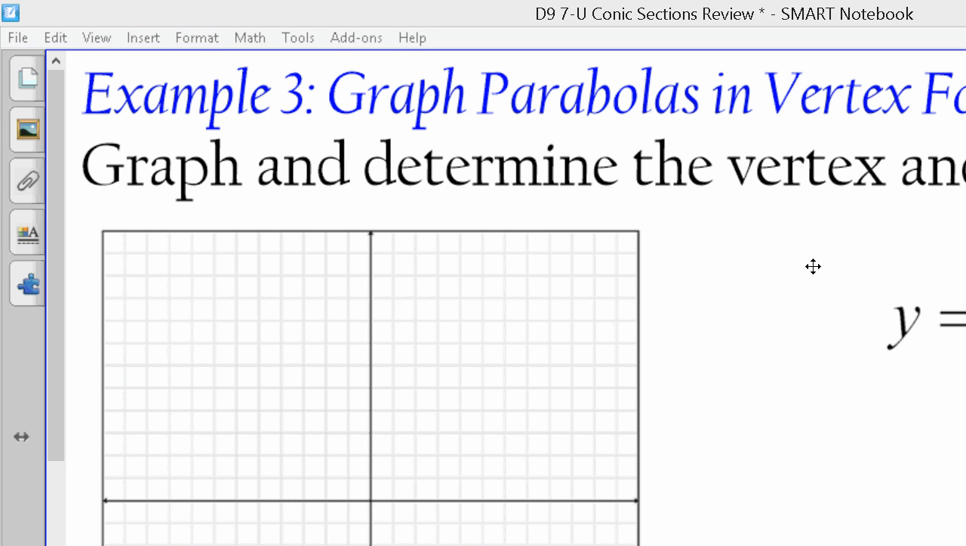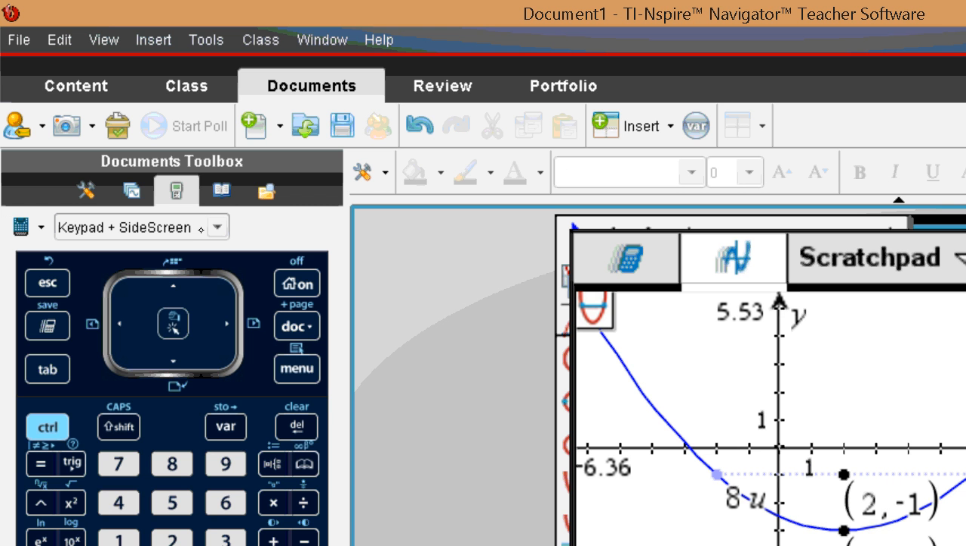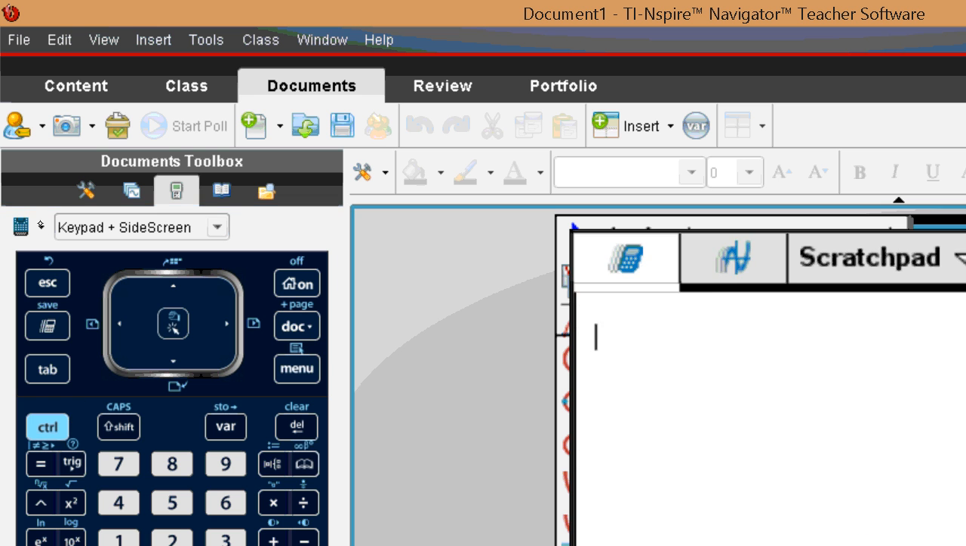Example 3, graph parabolas in vertex form. It says graph and determine the vertex and latus rectum of this equation. Now, it doesn't tell us it's a parabola right away, other than right here, but we could tell because there's only one squared.